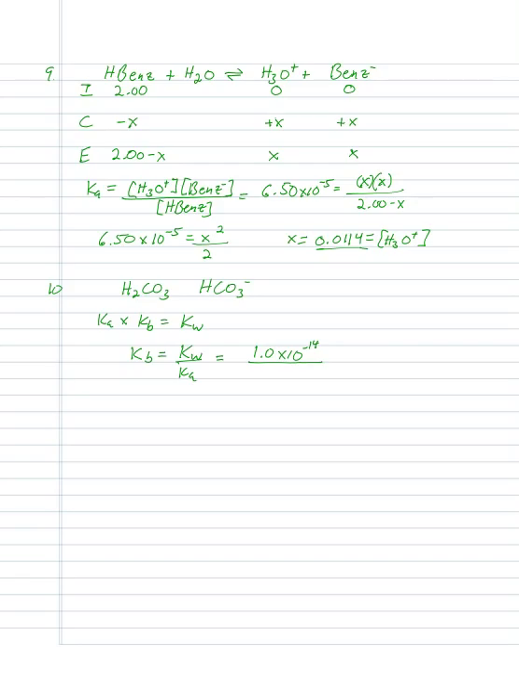Okay, so now we take our Ka that we are given at 4.2 times 10 to the minus 7, and we solve that for Kb, and we get 2.38 times 10 to the minus 8, and to 2 sig figs you get 2.4 times 10 to the minus 8, so the answer there should be C.